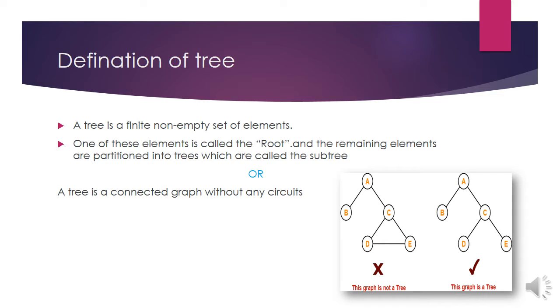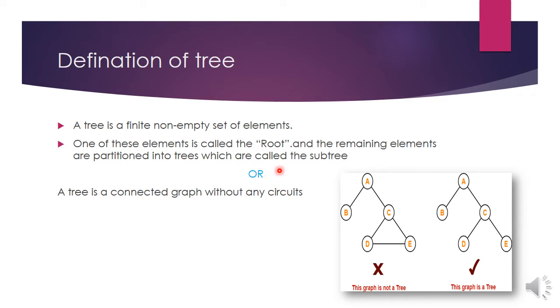A tree is a finite non-empty set of elements. One of these elements is called the root. Among the set of elements, there is a special element that is called the root, and the remaining elements are partitioned into trees, which are called subtrees. What is a subtree? We will study that in a coming slide.